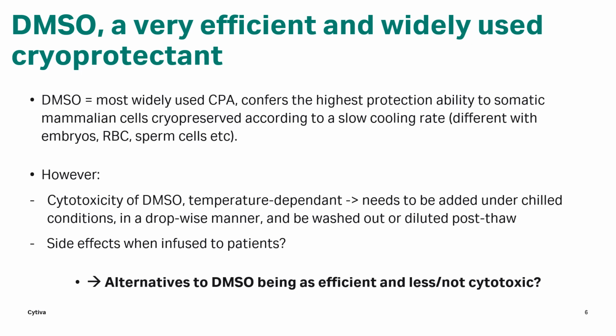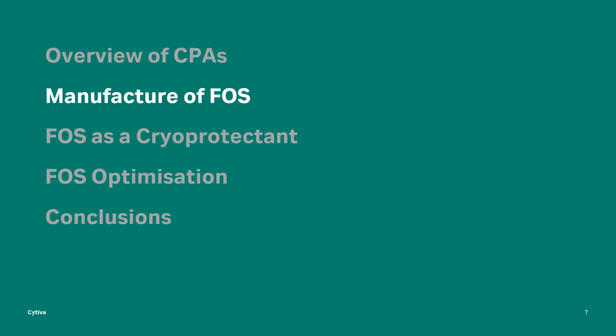DMSO clearly has many advantages in cryopreservation. However, there are also some substantial drawbacks. It has noticeable toxicity, particularly at higher temperatures and for long addition and removal processes. There have also been reports of negative side effects when DMSO is transfused into patients, which is undesirable. So the question remains, what alternatives to DMSO can we come up with? We propose that one potential alternative in mammalian cells is FOS, fructose-based oligosaccharides.